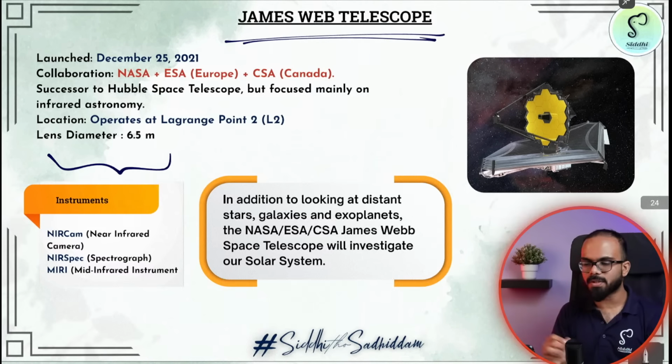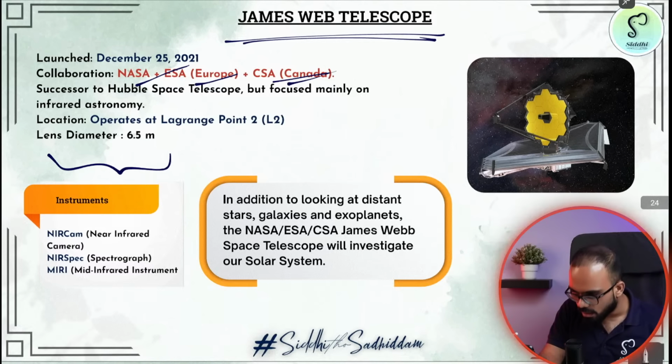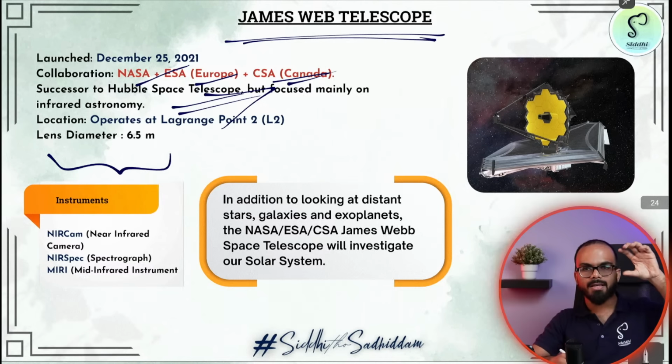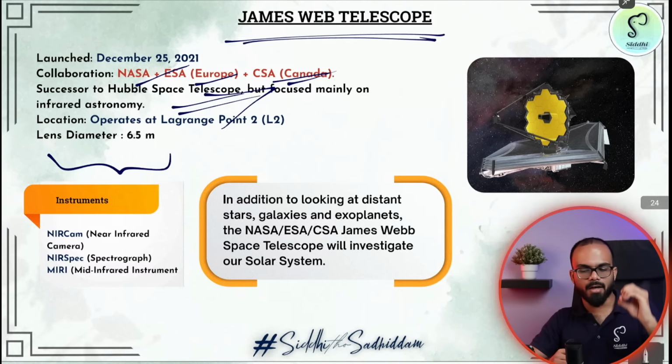The second telescope is James Webb Telescope. This is a project of NASA, Europe, and Canada together. The difference between Hubble and James Webb is that James Webb can do infrared imaging. James has spectral imaging, and you have infrared cameras. So that is one difference.